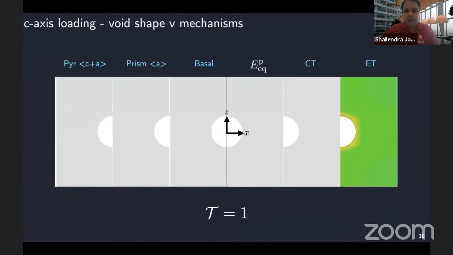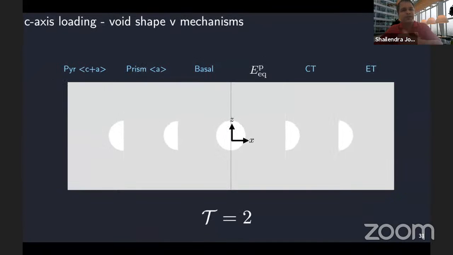In the interest of time, I'll move on to what happens under C-axis loading, just at the higher triaxiality level. So again, the same picture, but now you are looking at the response of a crystal under C-axis loading at a triaxiality of 2. Again, the same plane that I'm talking about. But now what you would expect is, because we are loading along the C-axis, extension twin is going to dominate the response quite a bit.